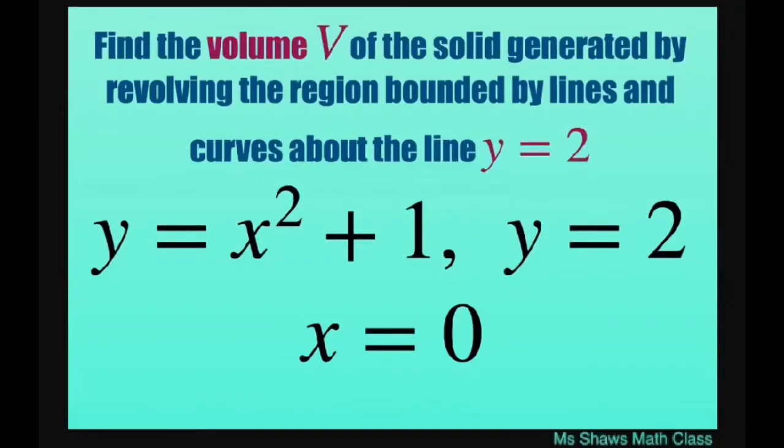Everyone, we're going to find the volume of the solid generated by revolving the region bounded by lines and curves about the line y equals 2. So our curve is y equals x squared plus 1. Our line is y equals 2. And we also have x equals 0. And also we're in quadrant 1. I forgot to put that there, but it's only in quadrant 1.